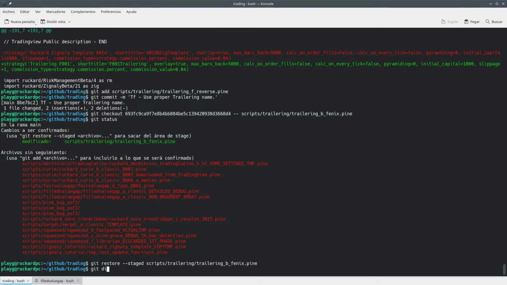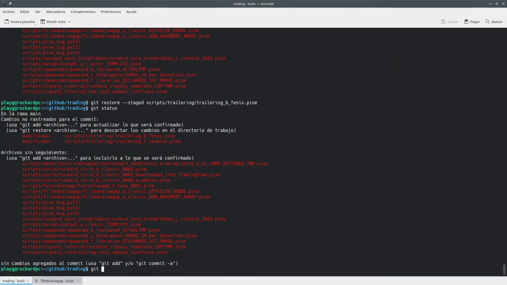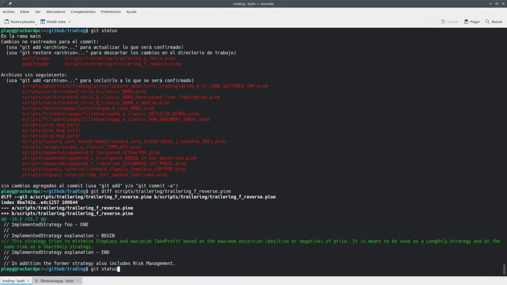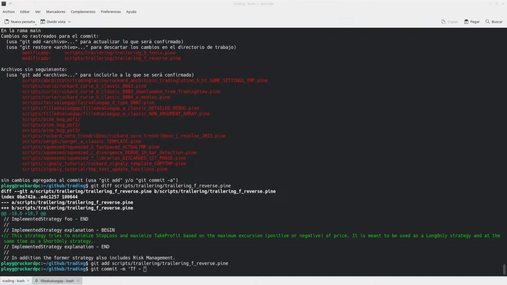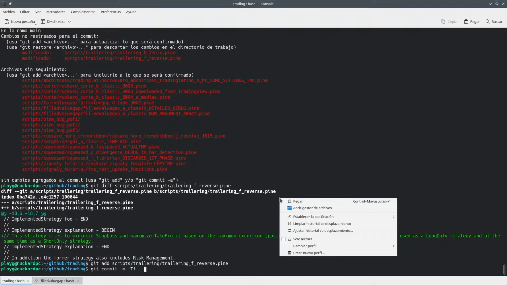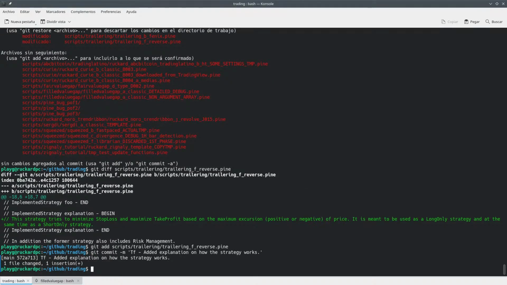So now I should have reverse with the explanation. Being this was very simple, probably I should not have thought too much about this, but you know.